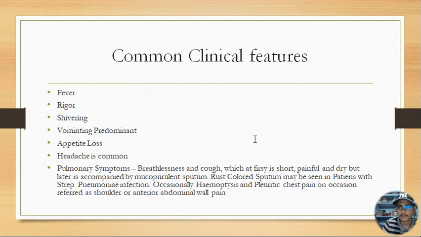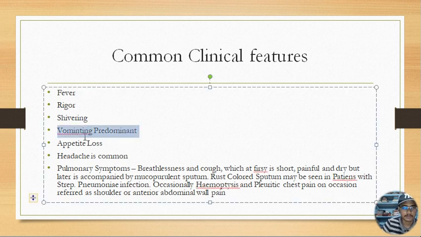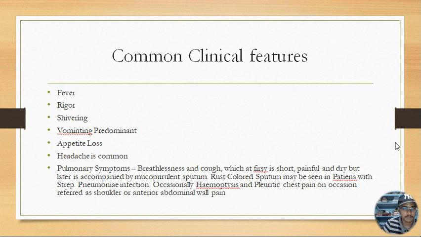Now let's see what are the common clinical features present in pneumonia. These are the features most commonly seen. First, the patient will be suffering from a high-grade fever. There will be rigors, shivering in the body, and the most prominent one, vomiting, will be predominant. The person will have a loss of appetite. Headache will be common, and the pulmonary symptoms that will be visible are breathlessness and cough.